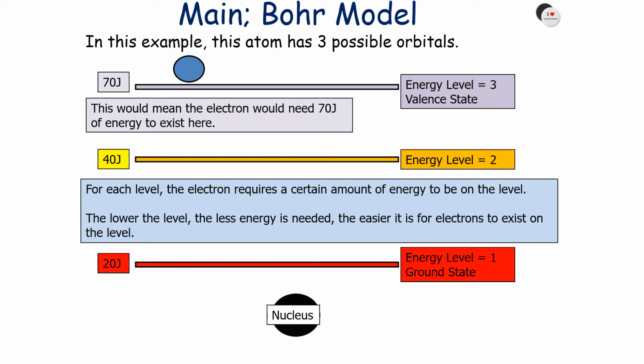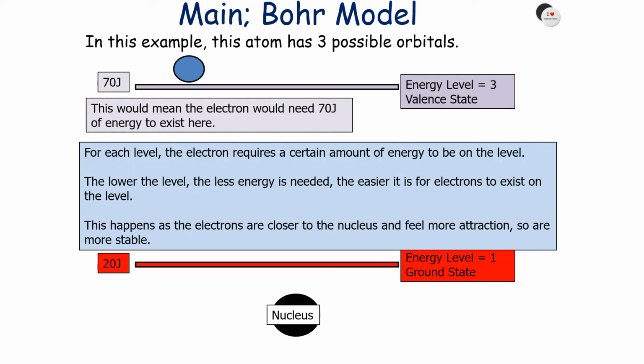Now it's important to note that for each level the electron requires a certain amount of energy to exist on that level. The lower the energy, the less energy is needed, because it's easier for the electrons to exist on that level. This happens as the electrons are closer to the nucleus and feel more attraction, so are more stable. So for example, if we just give some nice easy values, we could say that you need 20 joules to exist on energy level 1 and 70 joules to exist on energy level 3.